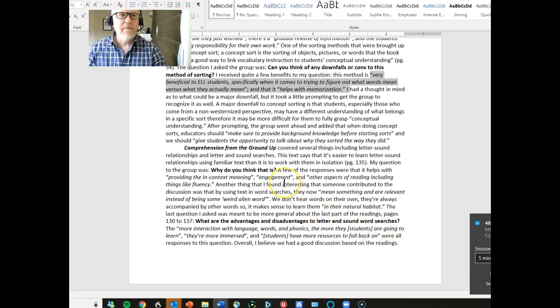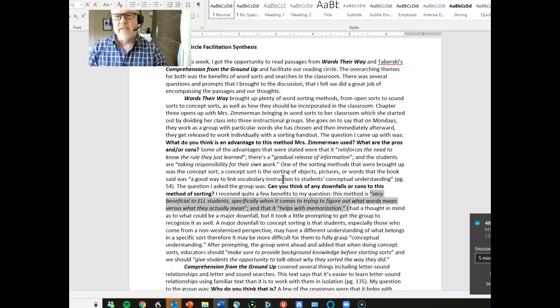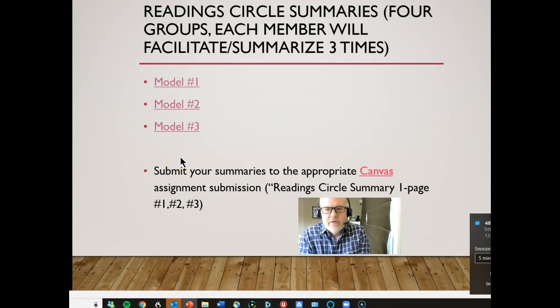So you can decide what format works for you, but we're aiming for about a page that synthesizes your group's discussion each time. And don't forget that if you are the facilitator, you are going to be sending the members of your group a Zoom invitation, and Stacy and me, so that we can pop in occasionally and see how things are going.